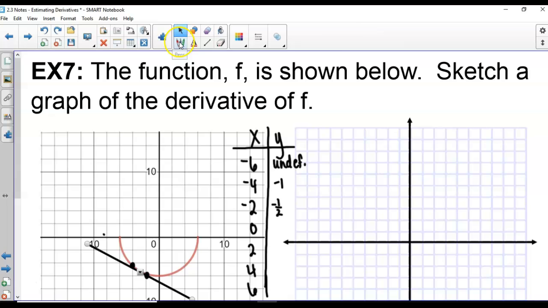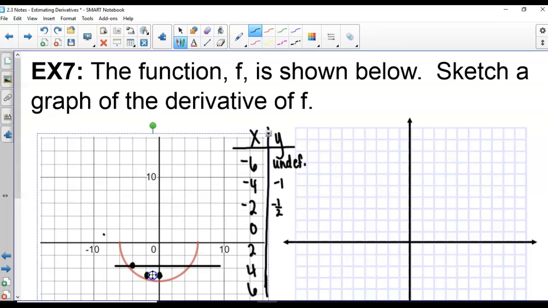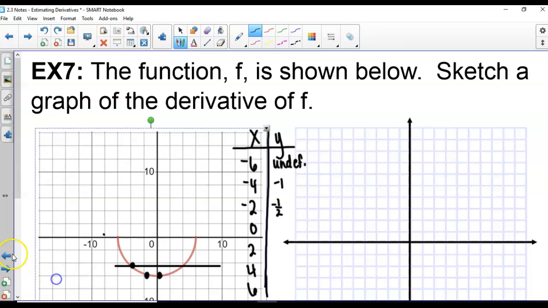What's the slope at 0? The tangent line at that point, I believe, that tangent line there, that's going to be horizontal. What's the slope of our horizontal line? It'll be 0. And then, just by symmetry alone, I can tell this is symmetric on both sides.